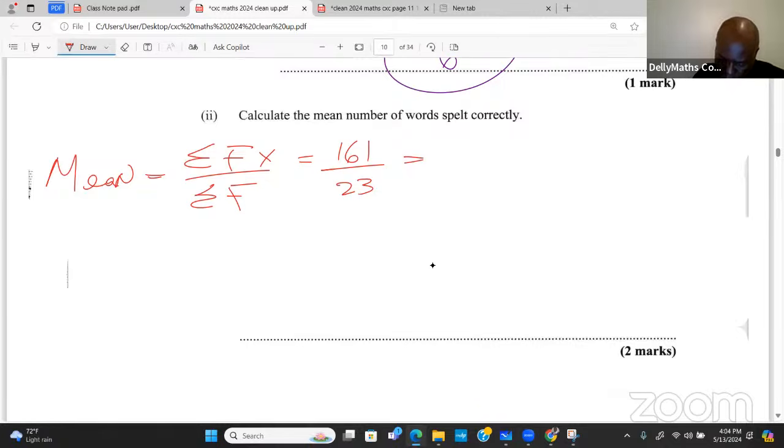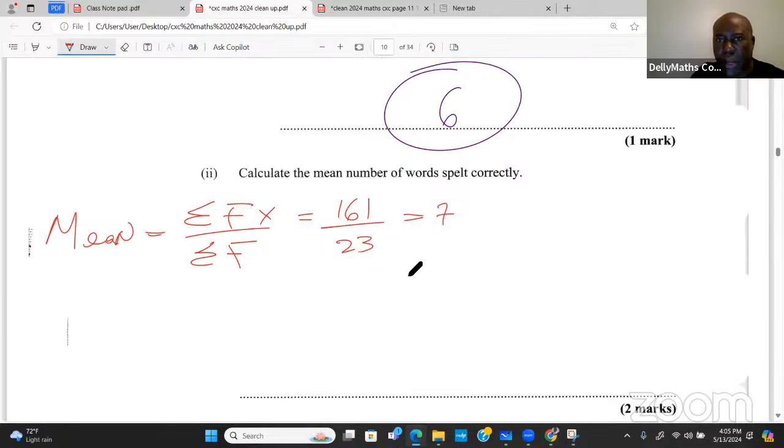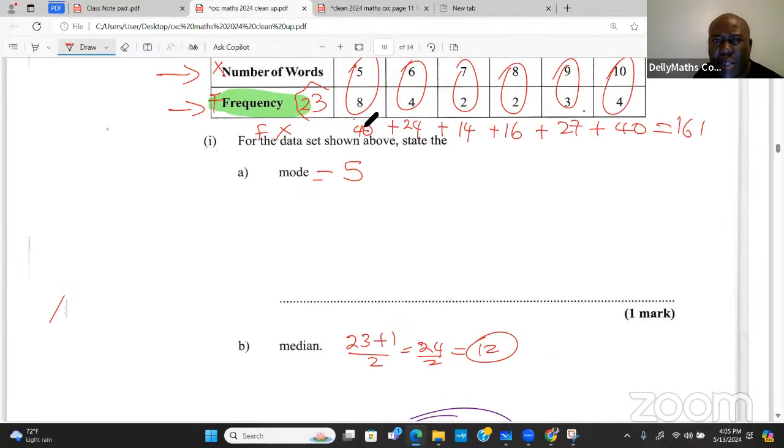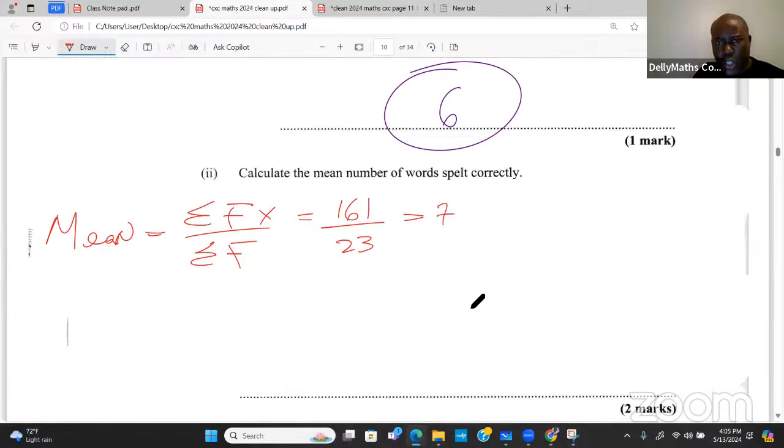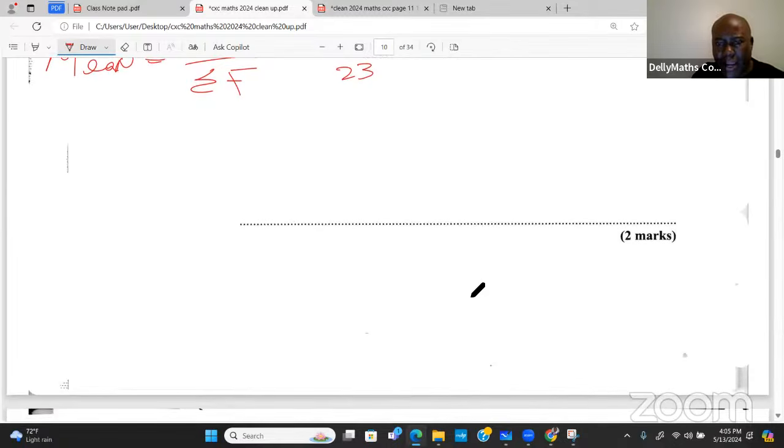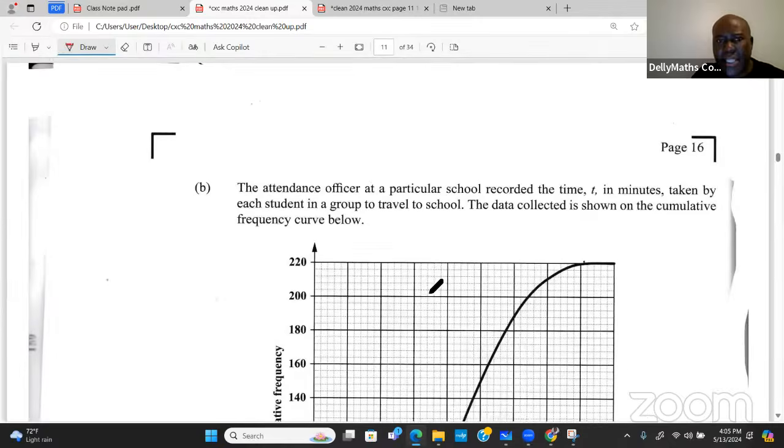Let me check it again. 161 divided by 23. Boom. I'm getting 7 right here. All right. Let me double check these numbers again because you always have to. 12, 14, 16. Yeah. All right. So this is good. So we're looking at 7 right there. So that is my mean. All right, let's keep going.